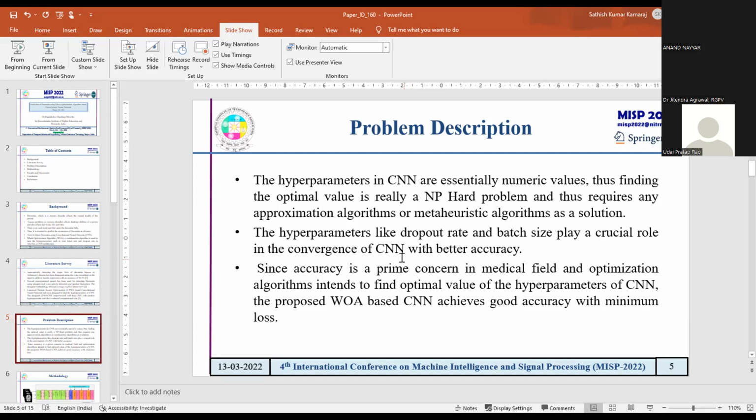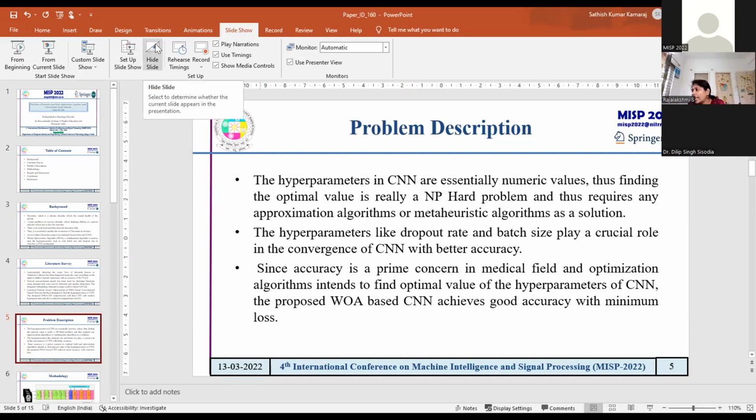Since accuracy is a prime concern, not only in the medical field, here we have taken dementia, which is a severe healthcare problem. That has been solved by using the optimal convolutional neural network, where the hyperparameters of the CNN are fine-tuned by using the proposed Whale optimization based algorithm, so that the algorithm achieves very good accuracy with minimum loss.